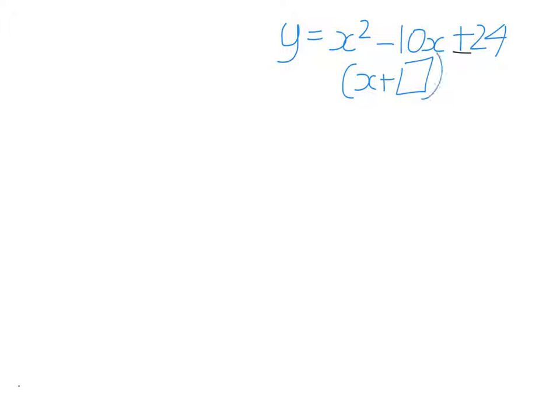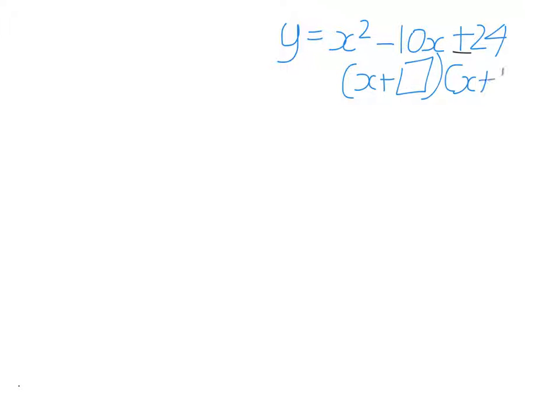Okay, so let's say I have y equals x squared minus 10x plus 24. Okay, so again, I need two numbers that multiply to 24 but add to give negative 10. Because the last number here is positive, I know that my answer is going to look something like this.